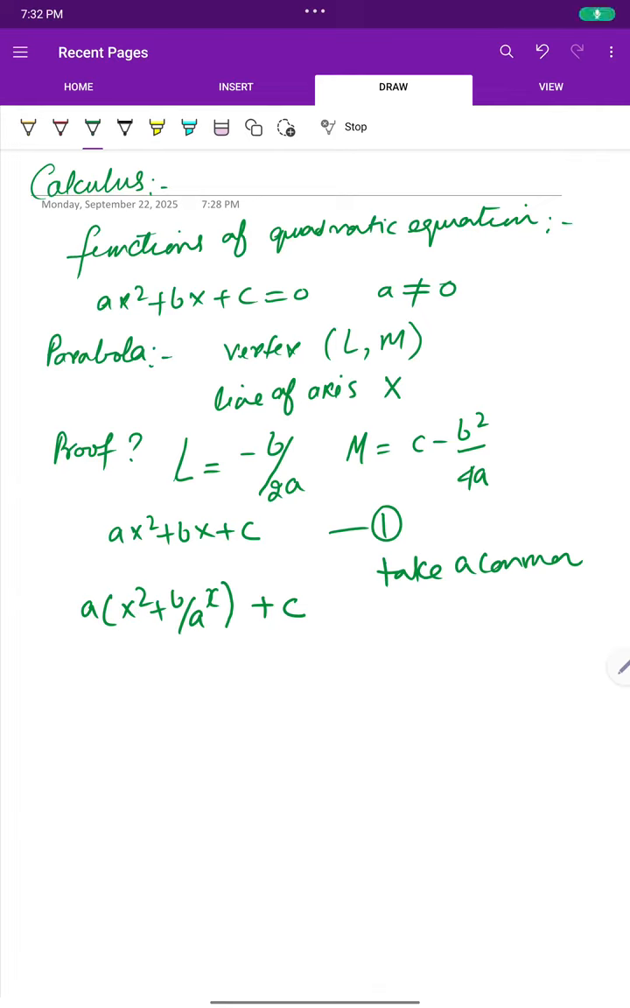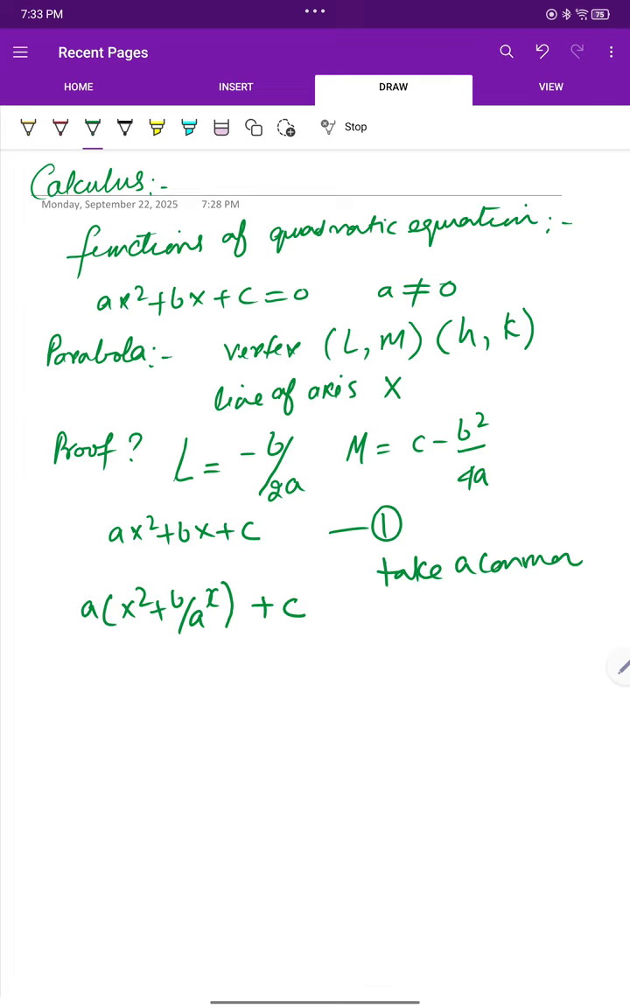Hi to everyone. Calculus. We're doing now function and limits, and the function of a quadratic equation ax² + bx + c = 0, where a is not equal to 0. We all know that. We're going to find the parabola vertex (L, M) or (H, K), and any abbreviation you can use, and the line of symmetry x.